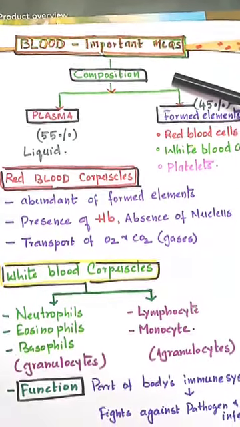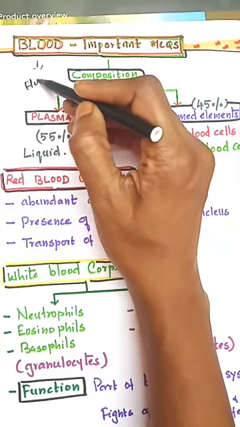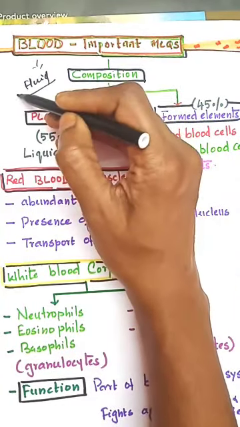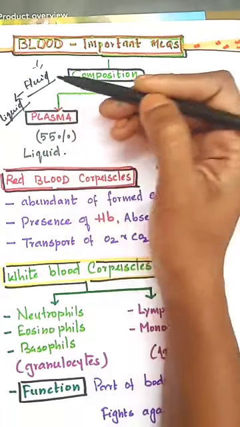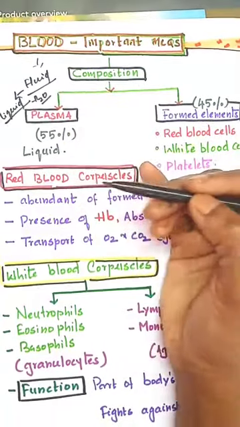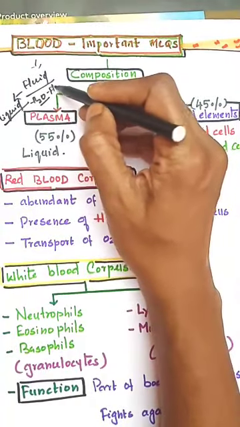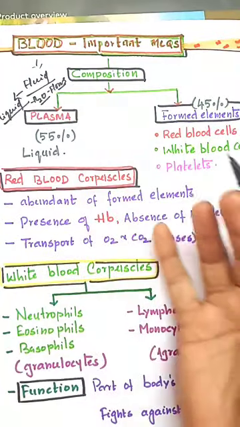So first we'll start with the composition of blood. Now, blood is a fluid connective tissue. What is the meaning of fluid? Fluid is the normal term for liquid. Example is water. When you pour water, what happens? It flows, right? So fluid is the one which keeps moving or flowing.